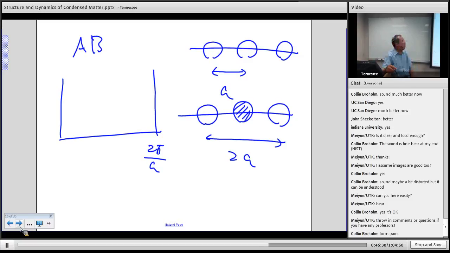So what happens if this chemical ordering happens in the system? What do you think would happen?